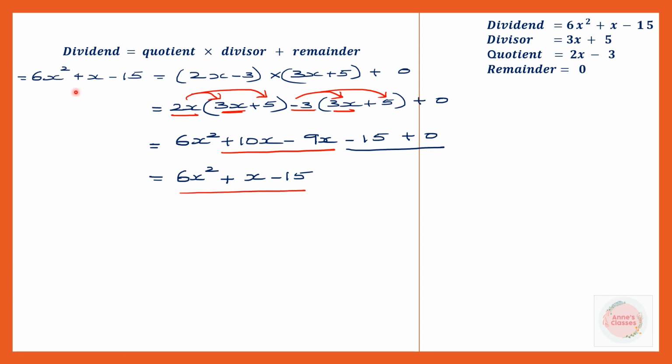On the left hand side, what do we have? The dividend. Let's write it down here. So that will be 6x squared plus x minus 15. So this is on the left hand side and we have the right hand side. Now look carefully and see whether both are equal. If both are equal, that means we have verified that the quotient and the remainder are correct.